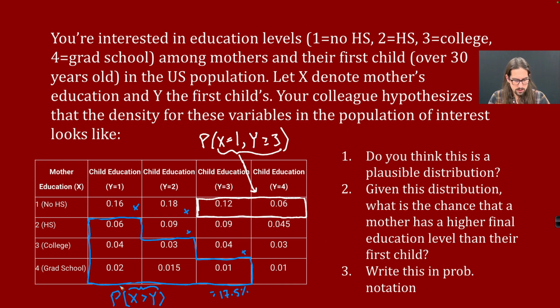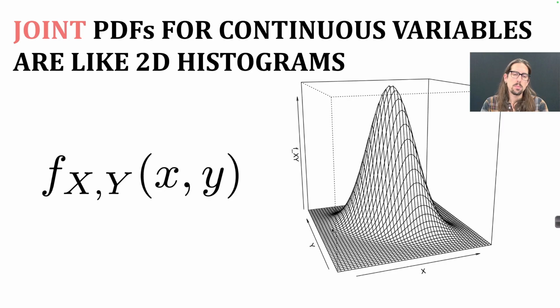All right. So that's a bit about joint densities for discrete random variables. Like we did with the univariate densities, we can also talk about joint densities for continuous random variables. And it's a little bit different, a little bit more subtle, but all of the intuition is the same.